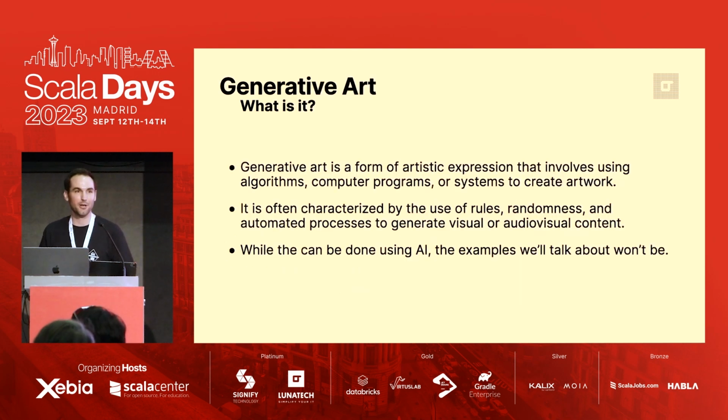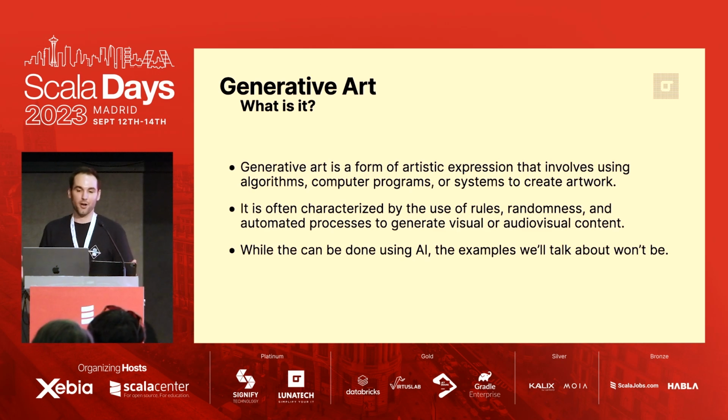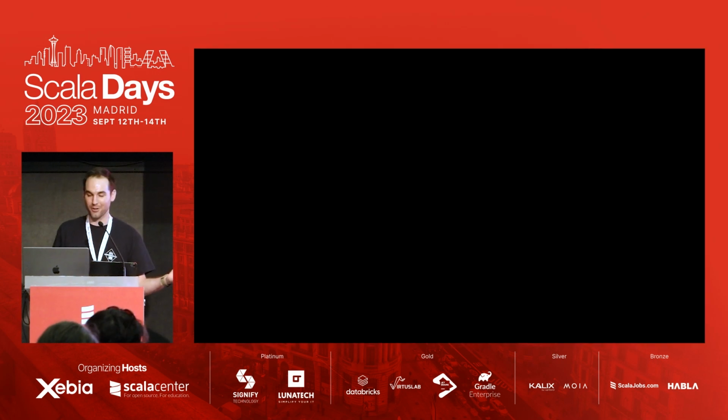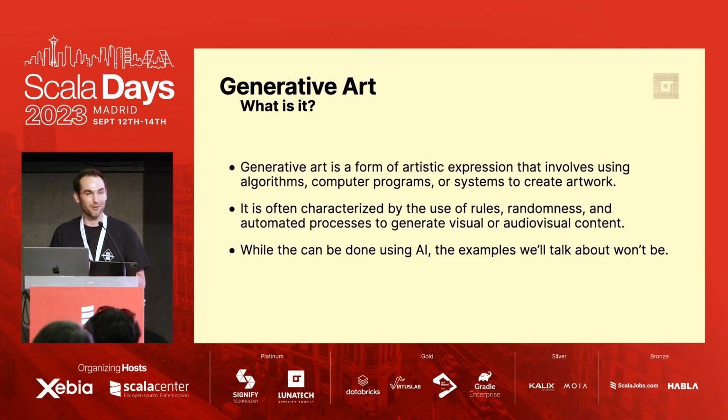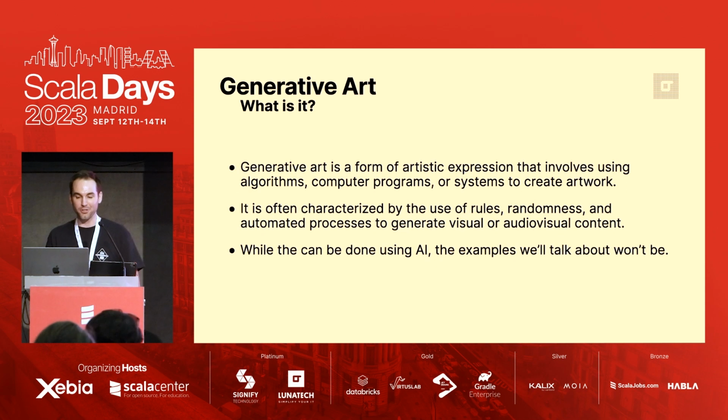But today we're going to talk about generative art. And what is generative art? Generative art is a form of artistic expression that involves using algorithms, computer programs, or systems to create artwork. That's maybe a very wordy definition, but it's just art that's generated with your computer, you could say. Uh-oh, do we have some flickering going on? It's often characterized by the use of rules, but then also some randomness, but it's just an automated process to generate visual or audio-visual content.